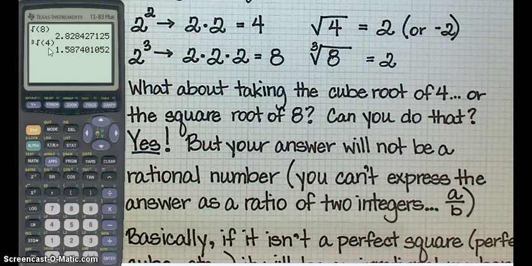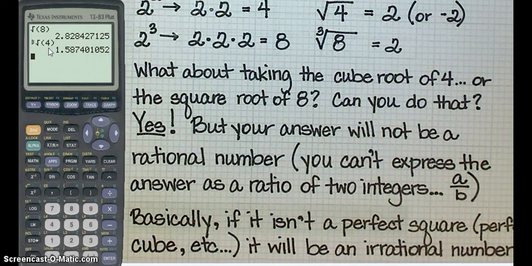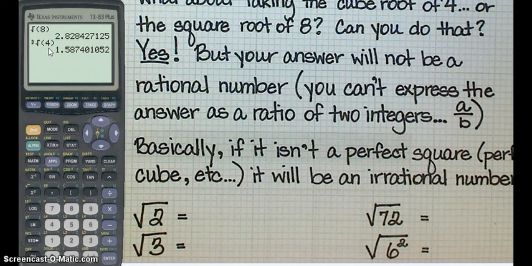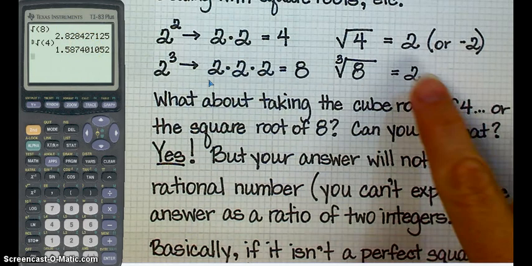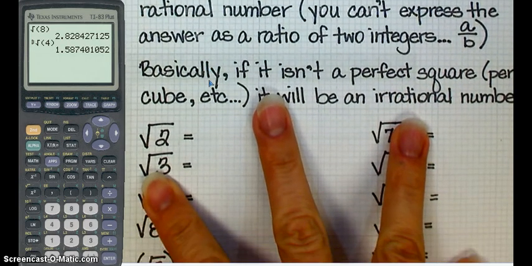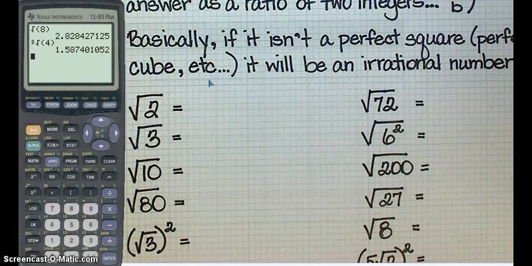Okay? If it is not something that you can express as a ratio of 2 integers, then you are dealing with an irrational number. Okay, these are irrational numbers. The 2 here, that was a rational number because you can express that as like 2 over 1. It's a ratio of 2 integers. All right. So basically, if it isn't a perfect square or a perfect cube or what have you, it's going to be an irrational number.